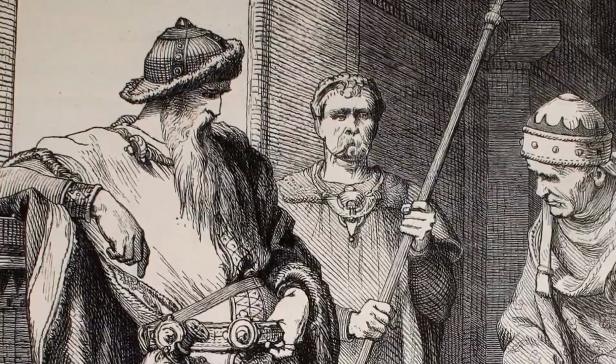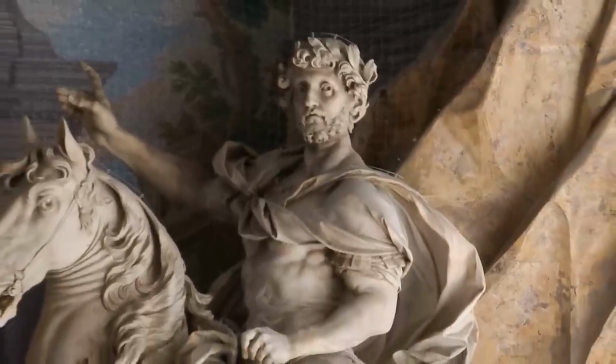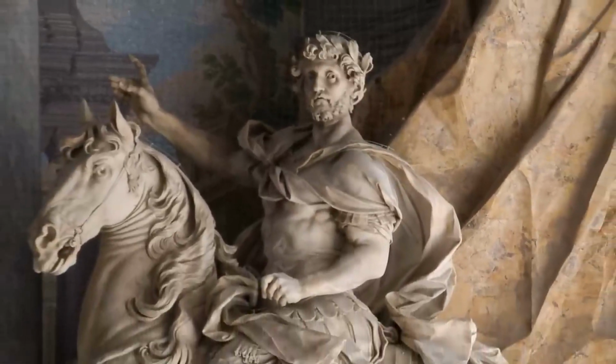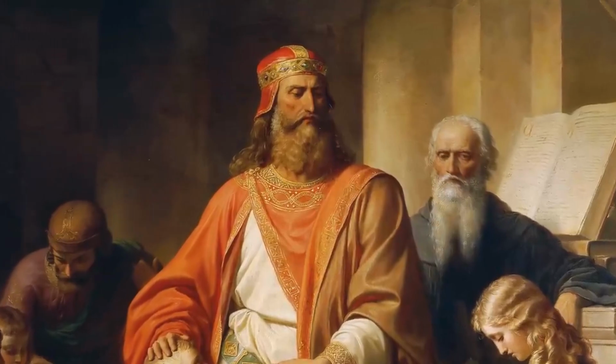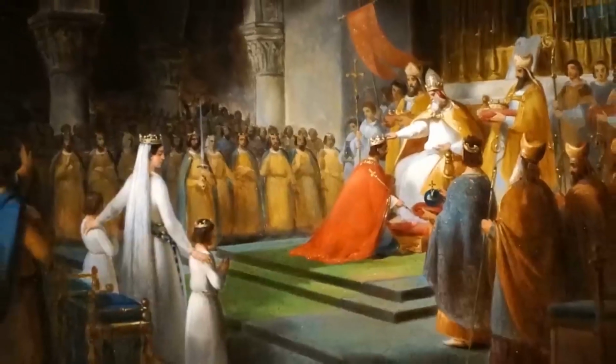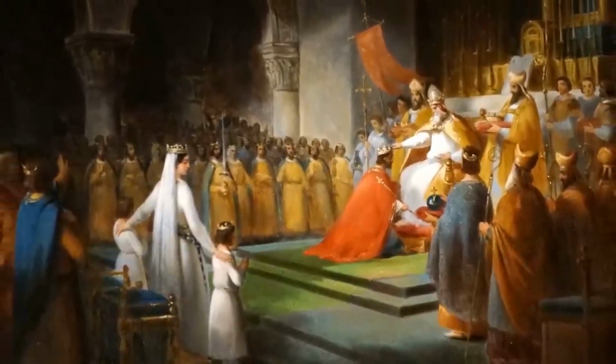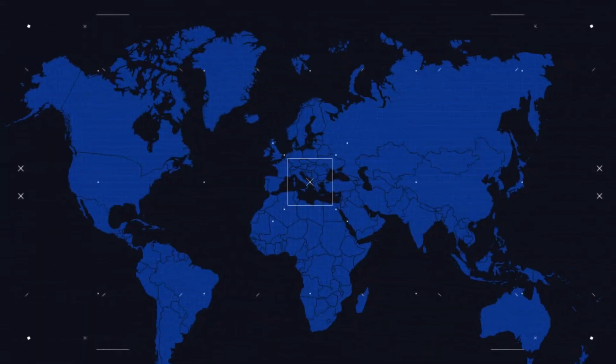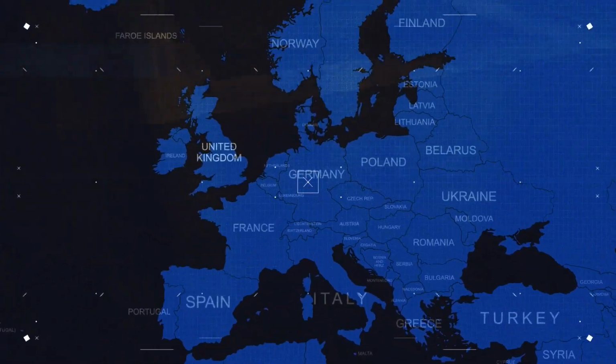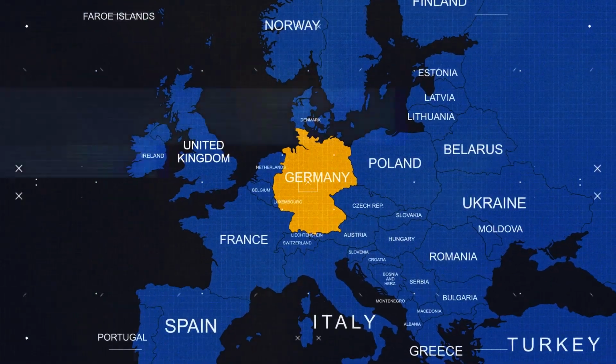But here's an interesting fact. Did you know the Holy Roman Empire, despite its name, wasn't exactly Roman? It was actually German. It was a political entity that lasted for more than a millennium, from 800 to 1806, and it covered much of modern-day Germany, Austria, Switzerland, Italy, and even parts of France.